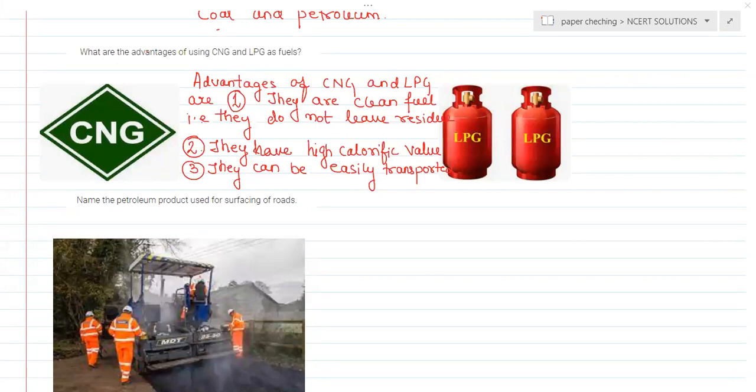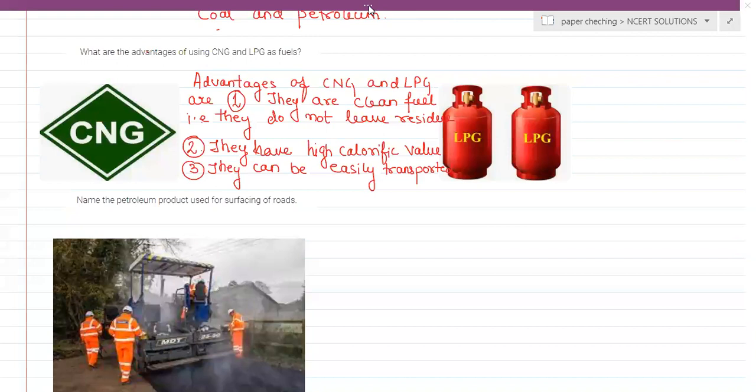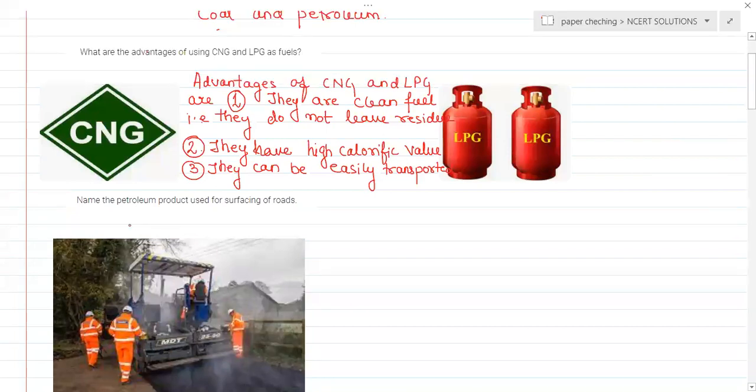The second question is, name the petroleum product used for surfacing of roads. The petroleum product that is used for surfacing of roads is bitumen. Earlier, coal was used, that is bituminous coal, but now it has been replaced by a petroleum product, bitumen. Bitumen is used for surfacing of roads.